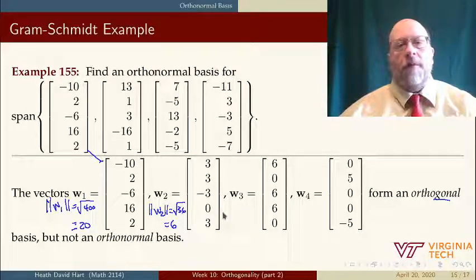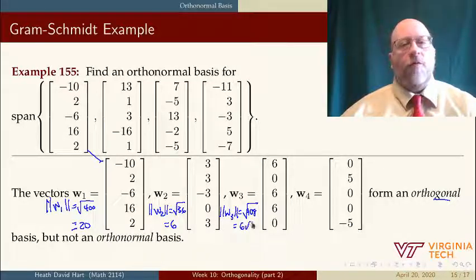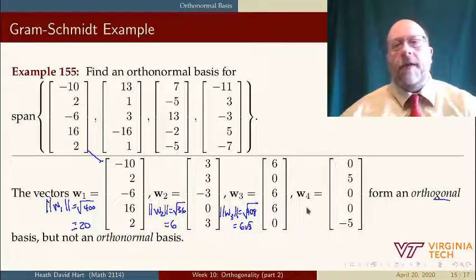The magnitude of W3, sorry, is the square root of 36 plus 36 plus 36, which is 108. And that turns out to be 6 root 3. And the last one, the magnitude of W4, is the square root of 25 plus 25, which is the square root of 50, which is 5 root 2.